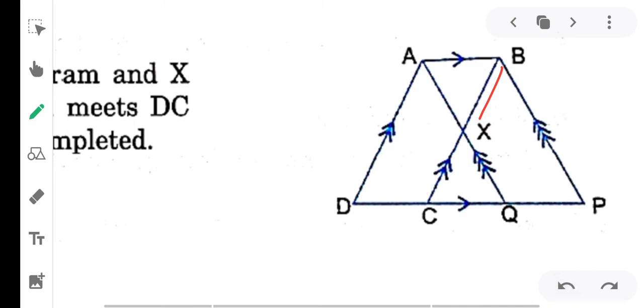If these two triangles are congruent, then AB equal to CQ. Clear? Now ABCD is a parallelogram, and opposite sides of a parallelogram are parallel and equal also. So AB will be equal to DC, and like that AB equal to QP also. And AB equal to CQ also. Clear? So DC equal to CQ equal to QP.